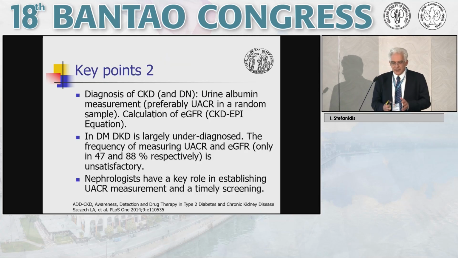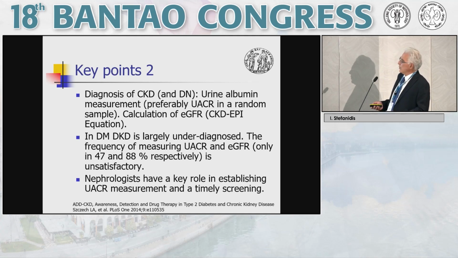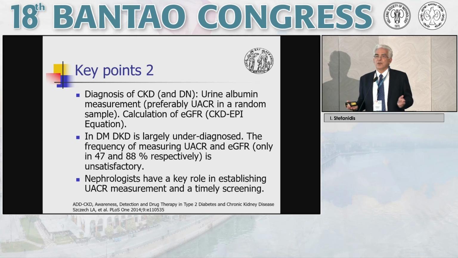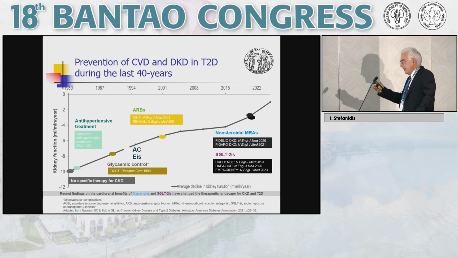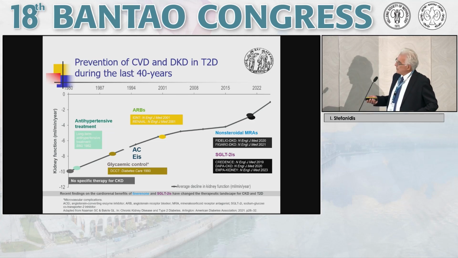Nephrologists also have a key role in establishing the urinary albumin to creatinine ratio as a measurement and diagnostic tool for diabetic patients, and this will make timely screening and treatment better in this group of patients. Over 40 years, patients with diabetic nephropathy have had a deleterious prognosis without treatment. At the beginning of the 80s, with no specific therapy, GFR fell by 10 milliliters per minute per year in the development of diabetic nephropathy.